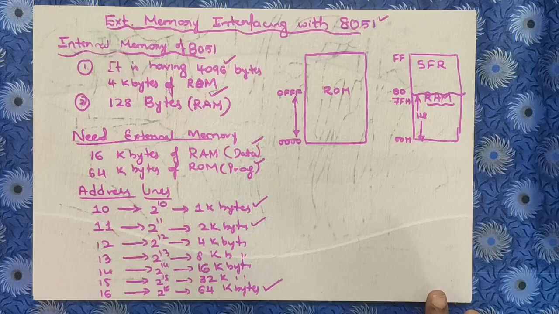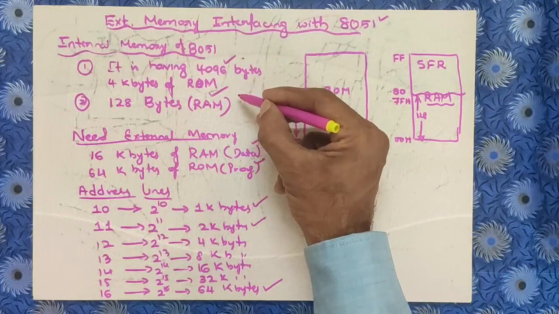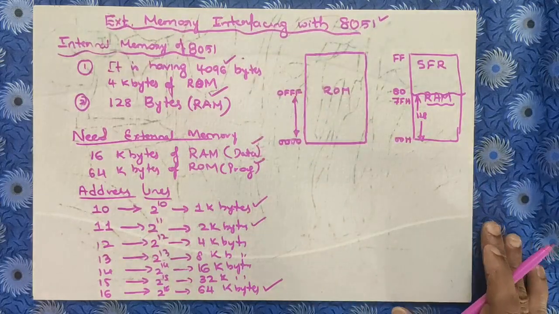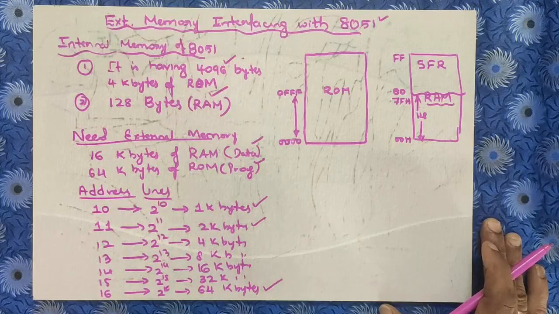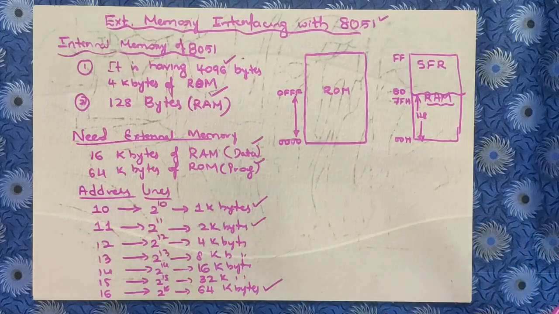You see, the internal memory structure of 8051 has 4 kilobytes of ROM and 128 bytes of RAM. Hence, if you want a larger memory or external memory to be interfaced, in that case you should make use of the address lines of the 8051. There are 16 address lines available with the 8051, hence a maximum of 64 kilobytes of external memory you can interface. In the next slide, I will show you how exactly to interface the external memory with the 8051.